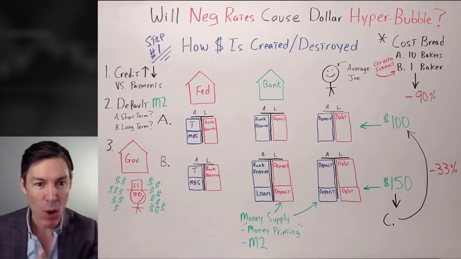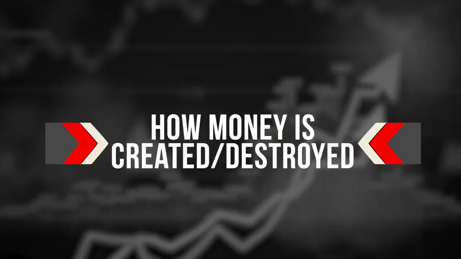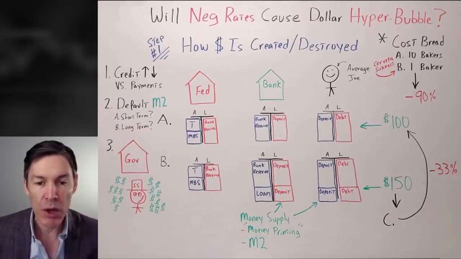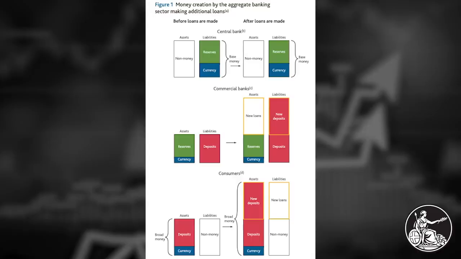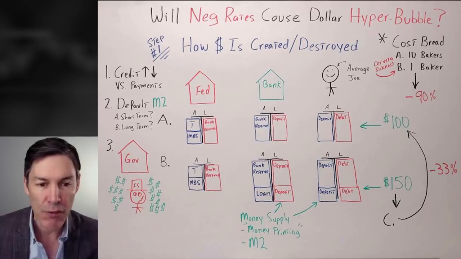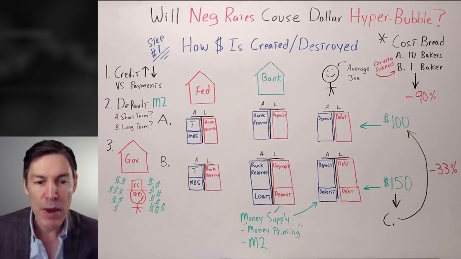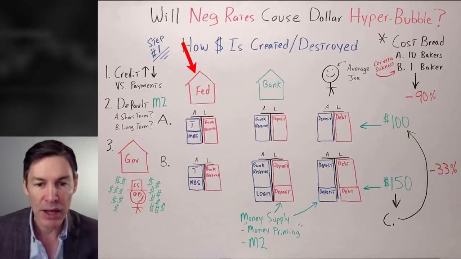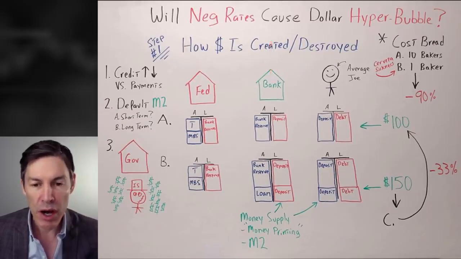Steps. Step number 1, how money is created and destroyed. Let's review this quickly. We're going to use a chart from the Bank of England's report in 2014. Diagram just as a reference point. But we've got 3 balance sheets. The central bank on the left, a normal commercial bank in the middle, and the average Joe on the right.